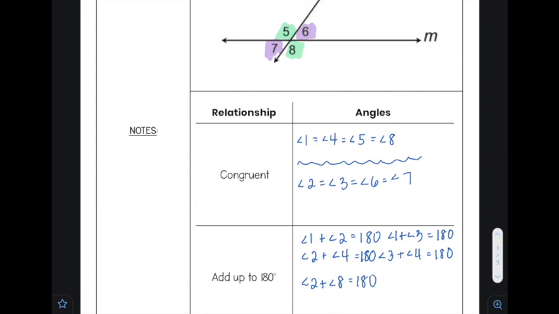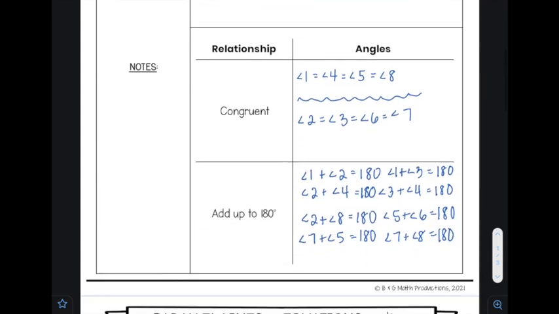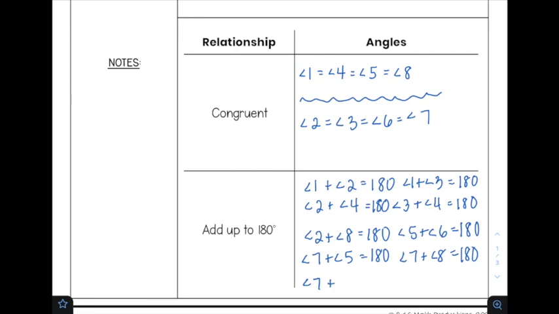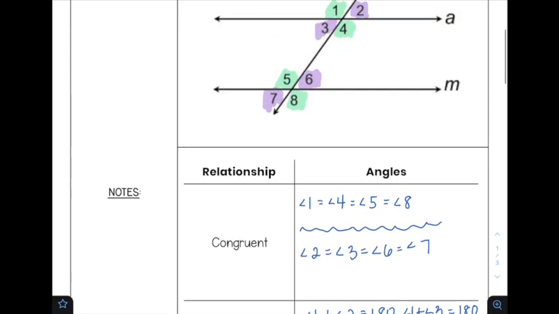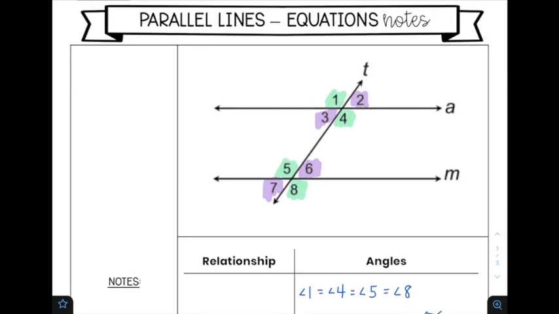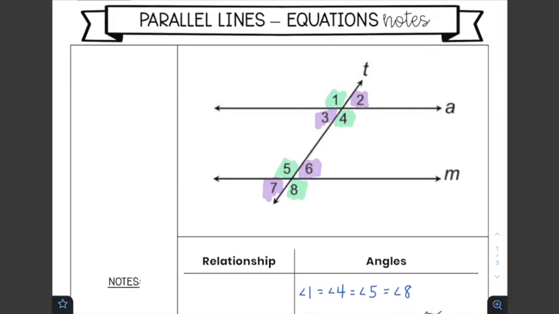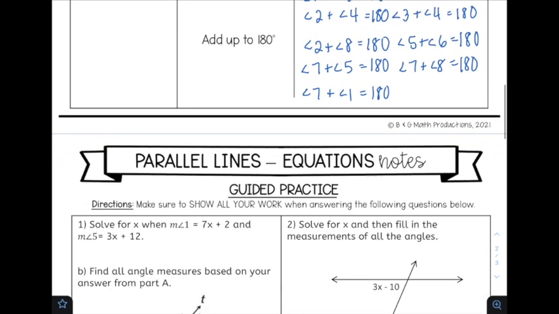2 and 8 is 180. We also have angle 5 and 6. 7 plus angle 5. Angle 7 plus angle 8. And then angle 7 plus angle 1 equals 180. So again, as you can see, color coordinating can definitely help you identify this. Let's try some practice problems.